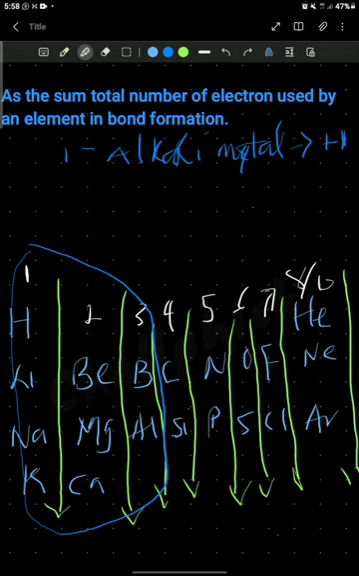So between groups 1, 2, 3, the secret here is that group 1 will give the oxidation number of +1. So you see, you don't need this primary periodic table to be complicated. It is quite very simple.